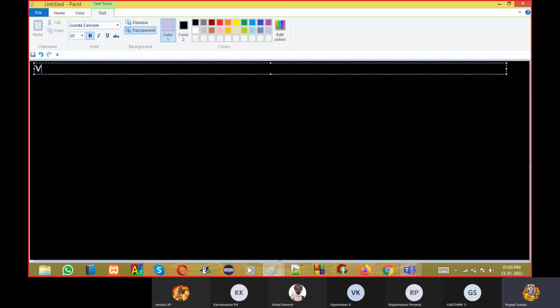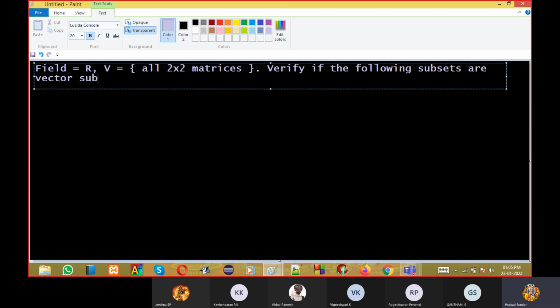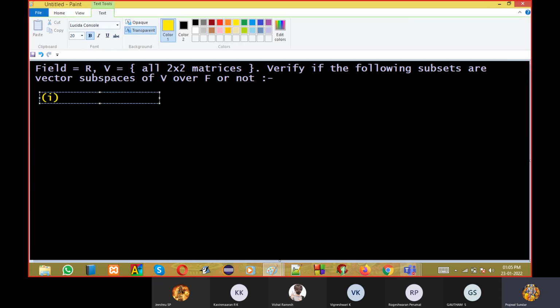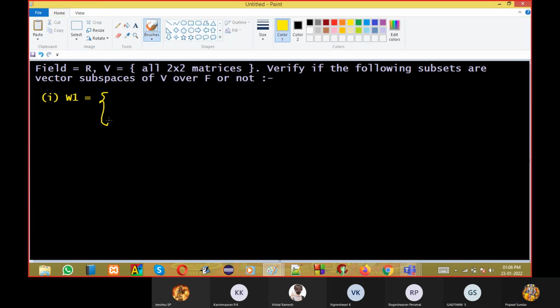If you're observing, I'm giving the field as the real numbers, and the vector space as all 2 by 2 matrices. The following subsets of the space are vector subspaces of V over F. So first I'm taking something like this: matrices with entries 0, A, B, A plus B.